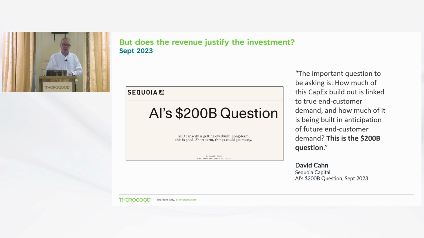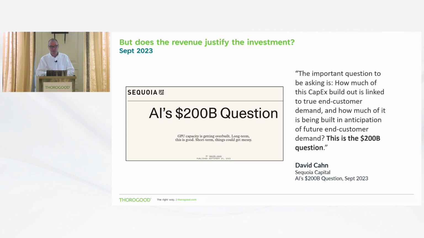But David Kahn wrote a paper in which he'd done a relatively straightforward back-of-the-envelope set of calculations to say, given the run rate of expenditure on these specifically NVIDIA chips at that time, what would the future demand have to be to get a payback on those investments? And his answer to that at the time was $200 billion.